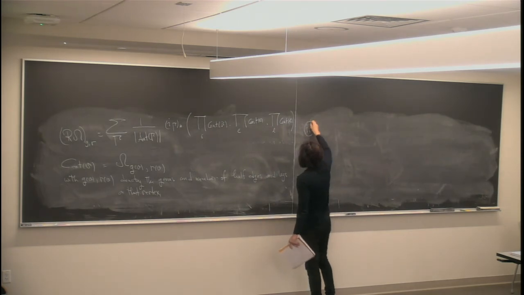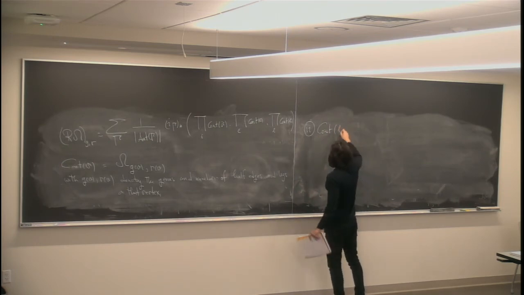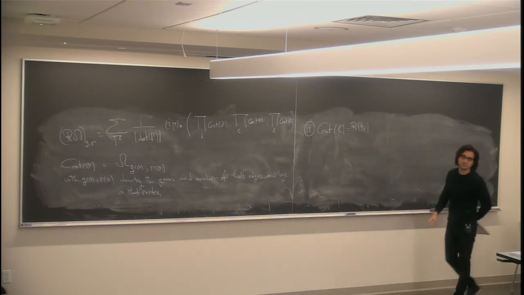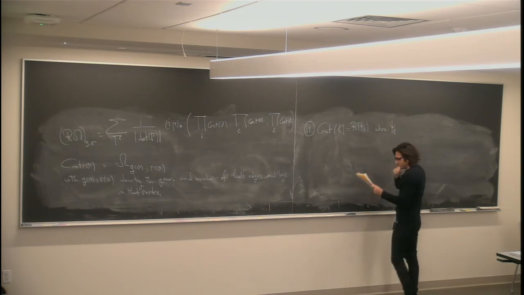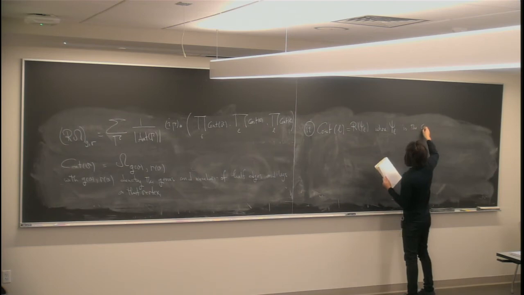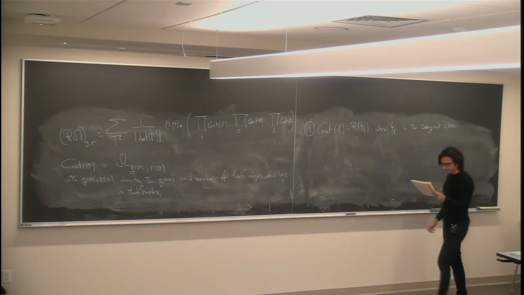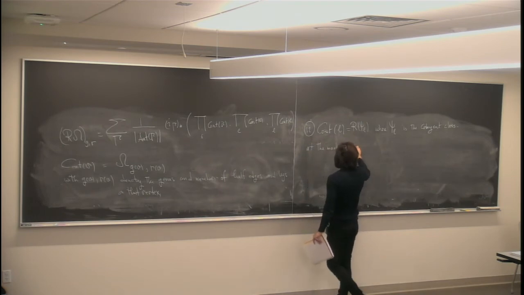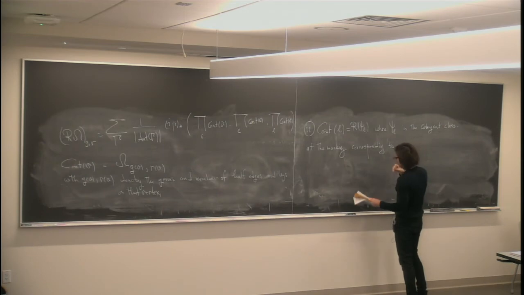To the contribution of legs, that is given by R psi L. These are also cohomology classes, and where psi L is the cotangent class at the marking corresponding to that leg.